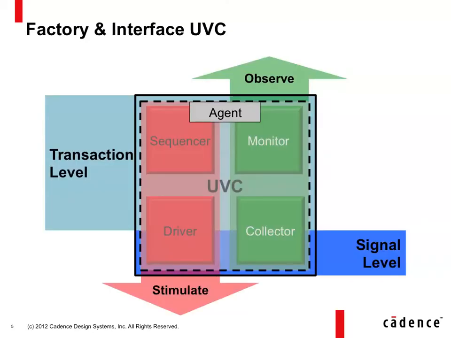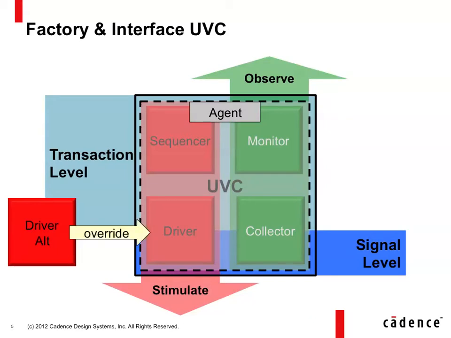Let's look at this in terms of an interface UVC. Let's say we have our agent with all the subcomponents, and now you have some changing requirements, right? You don't have to change the agent anymore. In the past, you would have to do that. You can just take your driver, the new driver alternative, and do an override. And again, the code for all the agents and the UVC on top of that and the test bench on top of that all stay the same.